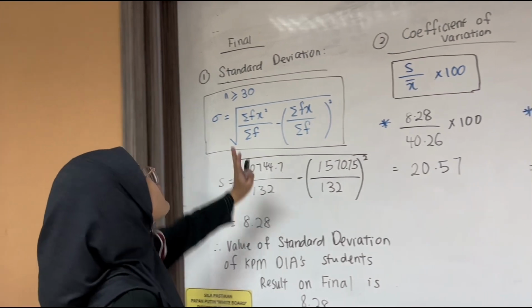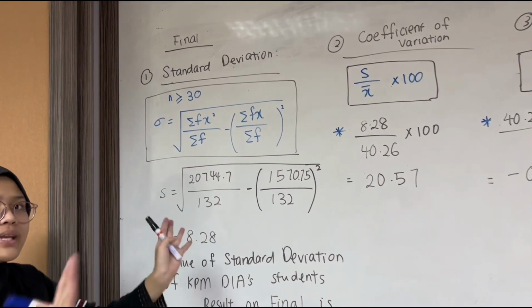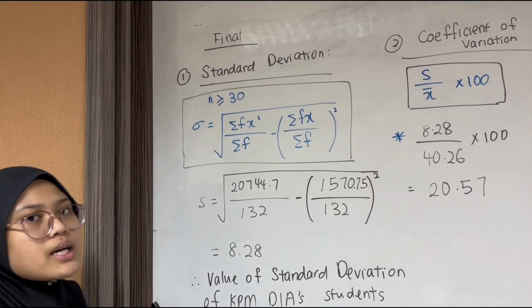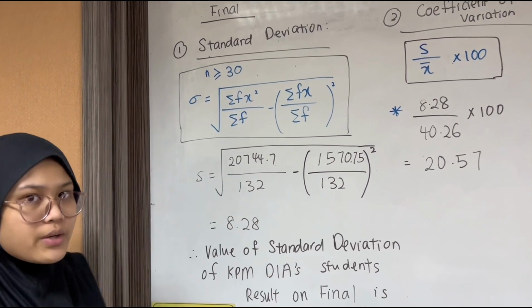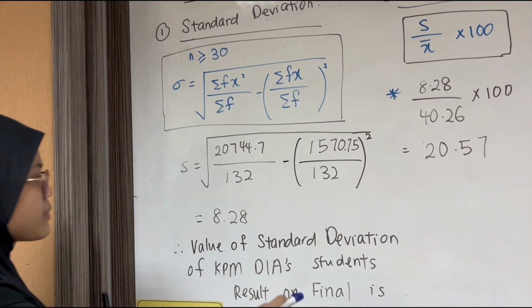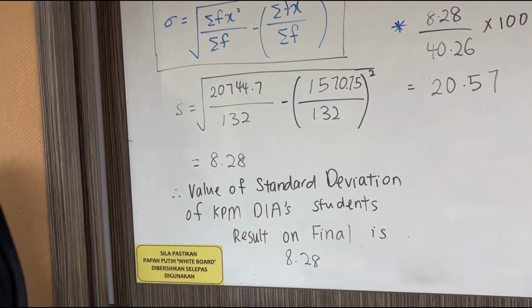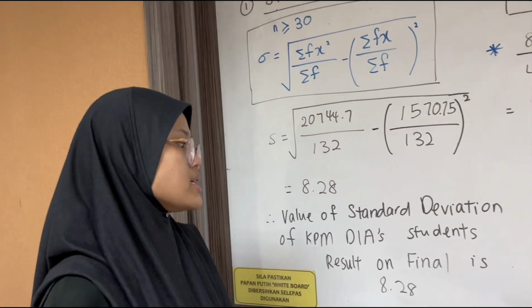Okay, so now we move to the calculation of the standard deviation for the final. Okay, just like I mentioned before, we use this formula because our students are equal to 30 students. Okay, so we just insert the numbers and we will get 8.28. So the value of the standard deviation of KPM-DIA students' result on the final is 8.28.